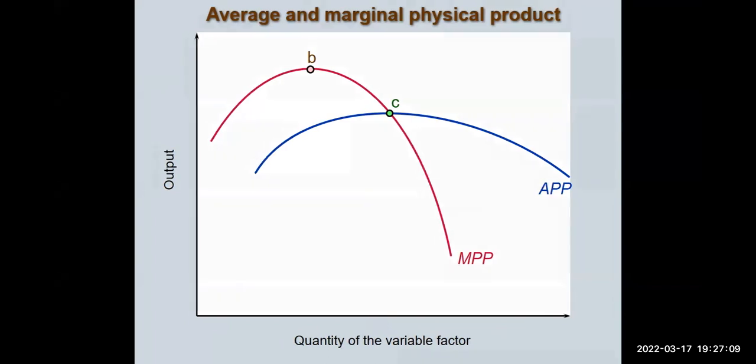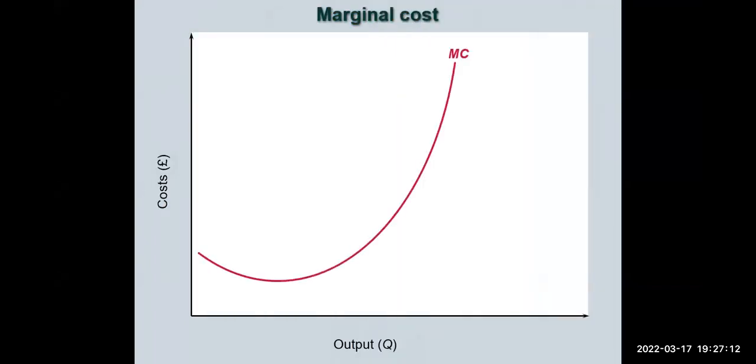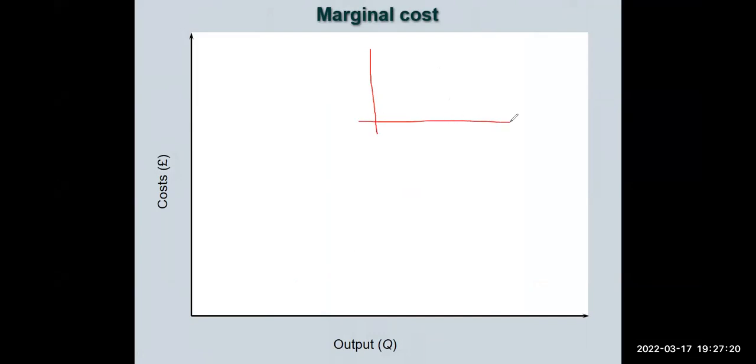Okay, so if I draw it for you here, suppose that you have two axes here. Your marginal product curve is like this.